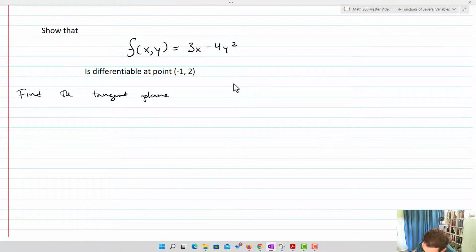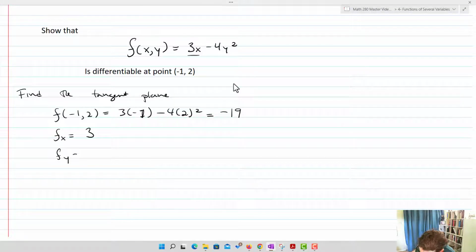And so that'll end up giving me first f(−1, 2) = 3 times −1 minus 4 times 2², so that's −3 − 16, which is −19. Next up, we've got fx. fx is equal to 3, that's it. And fy will end up equaling −8y. So fy at (−1, 2) will equal −8 times 2, which equals −16.